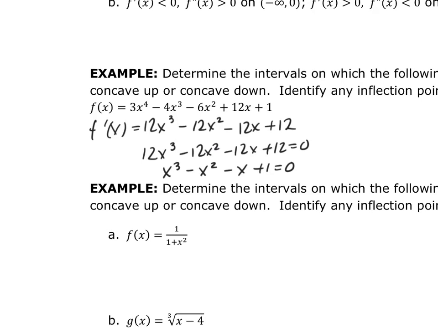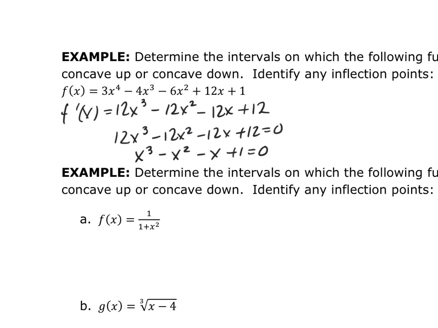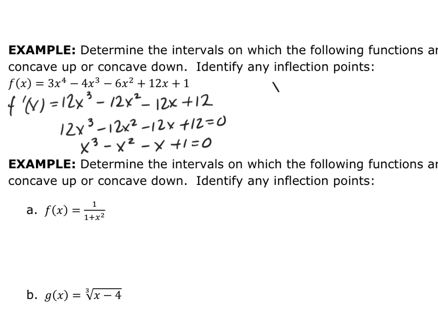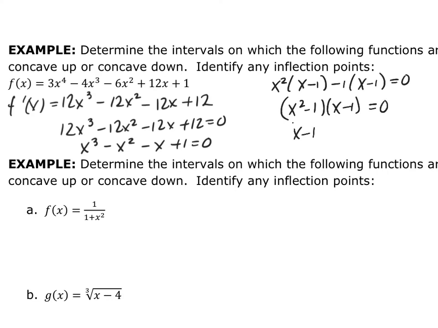Can I factor this by grouping? Yes, thankfully we can. So let's factor this by grouping. Out of the first two terms, I can factor out an x squared, leaving me x minus 1. On the second two, I'm going to factor out a negative 1, leaving me x minus 1. So I get x squared minus 1 multiplied by x minus 1. So x minus 1, x plus 1, and since I have two x minus 1s, I'm going to write that as just squared.